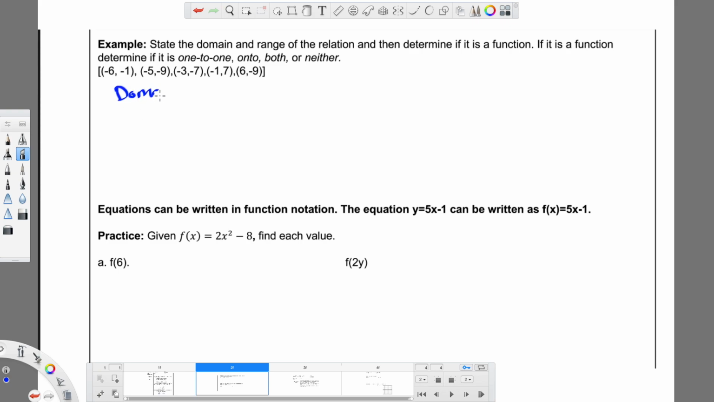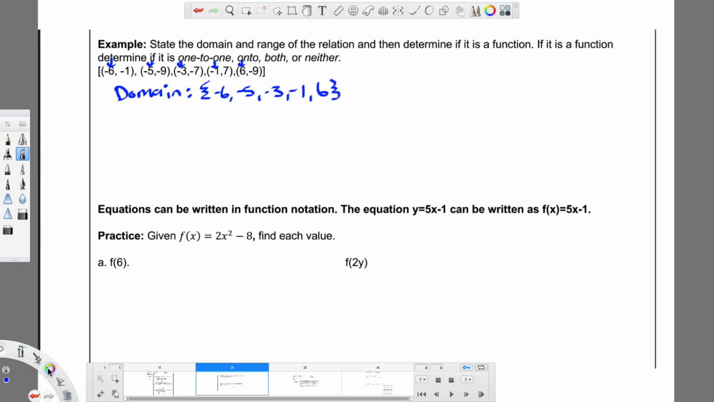So domain, and you should have a little button off to the side so you can press this and it'll put like a box in here and you just start typing. Domain means your x values. We're just going to list them. So we have -6, -5, -3, -1, and 6. So it goes from least to greatest.